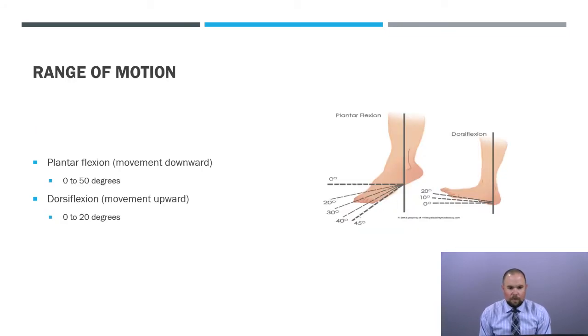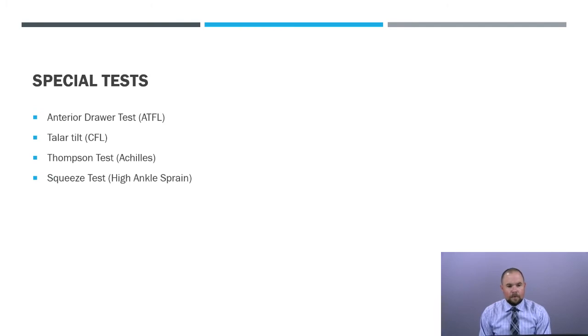Range of motion, so plantar flexion typically is about 0 to 50 degrees for patients, and then dorsiflexion would be 0 to 20 degrees. Dorsiflexion is typically a weak area for patients. Usually most can get to about 0 degrees. This will typically cause a lot of issues with plantar fasciitis and Achilles tendonitis if you have a poor range of motion in regards to dorsiflexion.